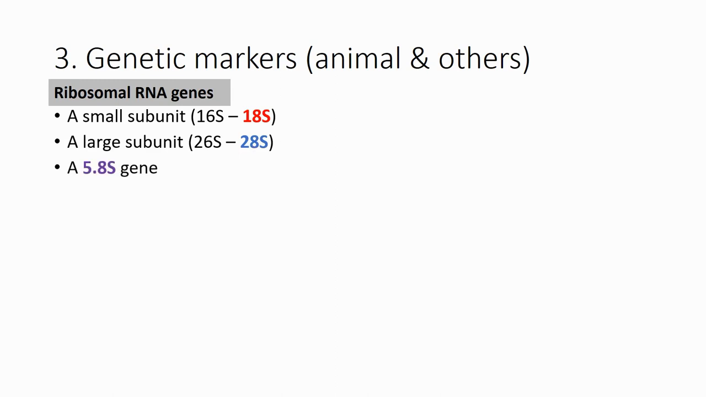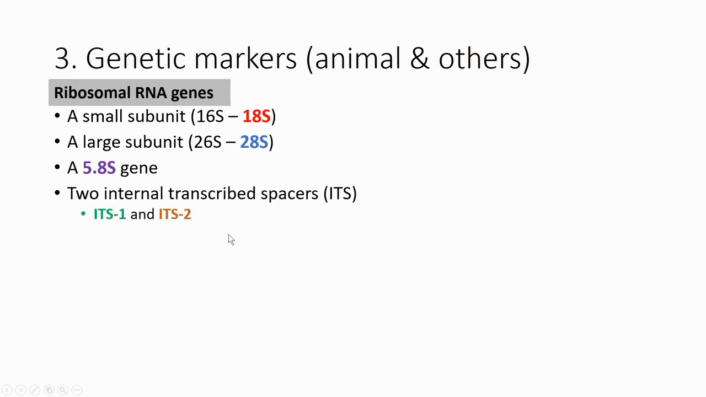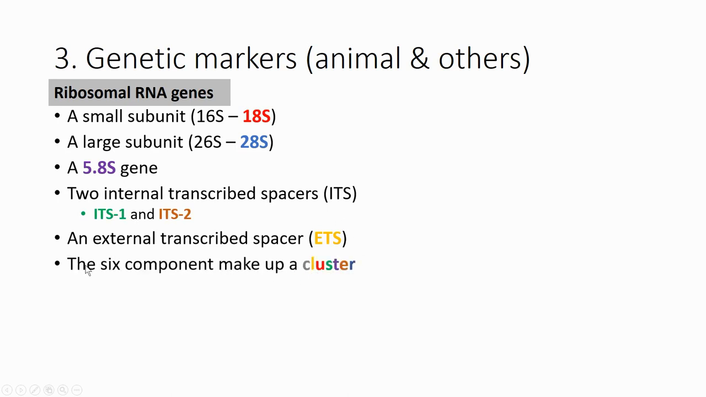In the ribosomal RNA gene, there is also a 5.8S gene, and there are two internal transcribed spacers, what we call ITS 1 and 2. And there's an external transcribed spacer, the ETS. So these six components, the ETS, 18S, ITS 1, 5.8S, ITS 2, and 28S, make up what we call a cluster.